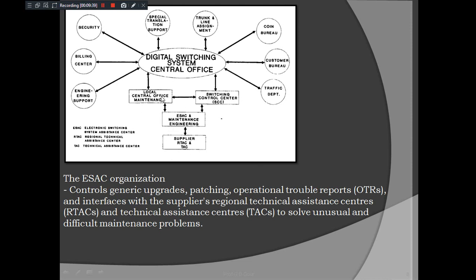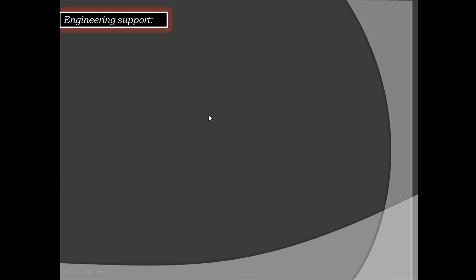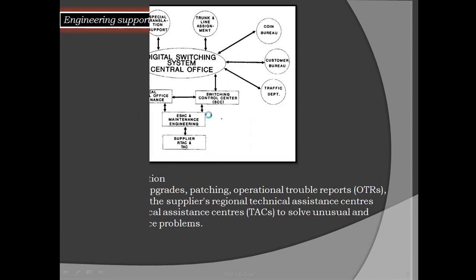I want you to practice this diagram. Here you can see what I have just discussed: the ESCC and maintenance engineering, the electronic switching assistance center and the switching control center. They work hand in hand, which is why a bidirectional path is shown here.